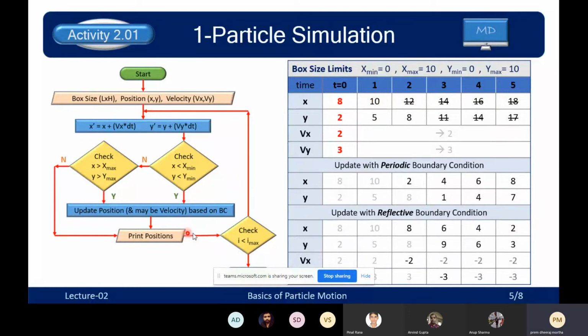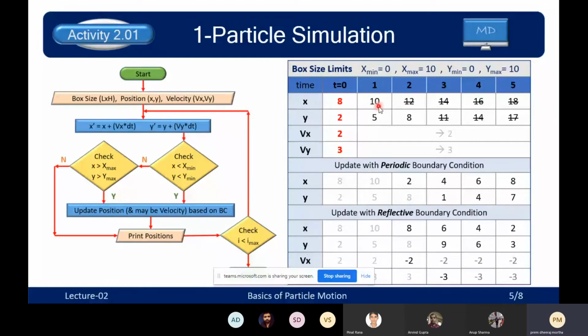After printing the positions, I would check the value of the number of iterations. If the number of iterations I'm planning to do is 6, and I'm still in the first iteration, I would call this loop to restart, and then I would again update the position of the particle.